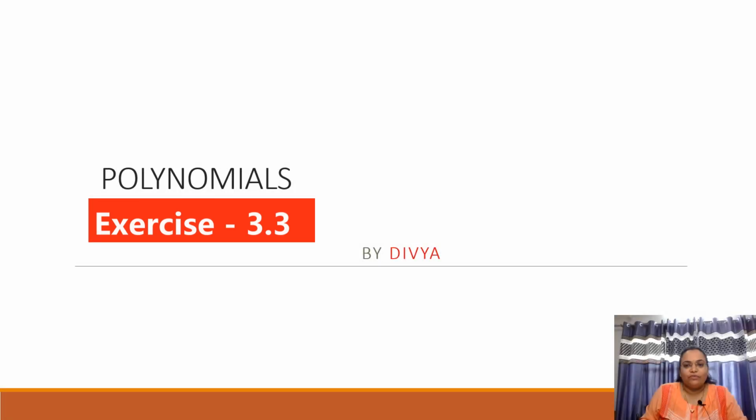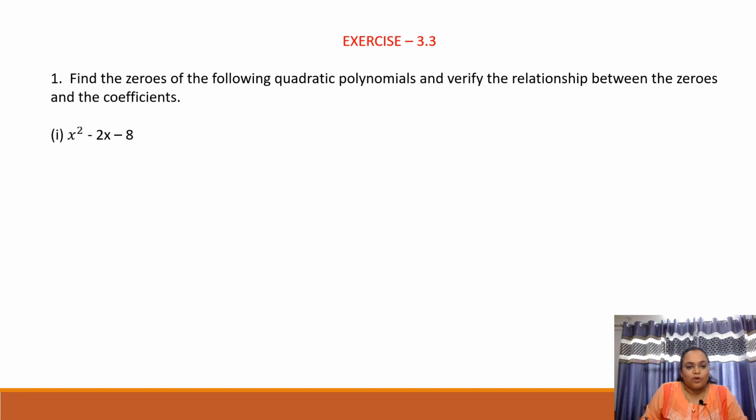In today's video, we will be solving exercise problems from the chapter Polynomials. The first problem is: find the zeros of the following quadratic polynomials and verify the relationship between the zeros and the coefficients. So we need to find the zeros of this quadratic polynomial and then we need to verify the relation between the zeros and the coefficients.